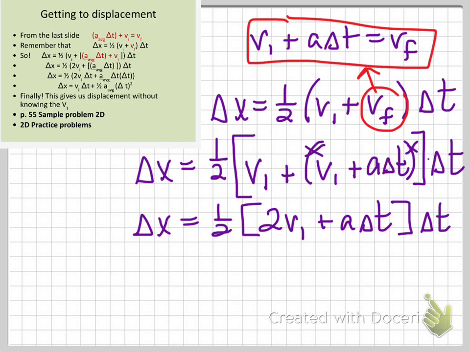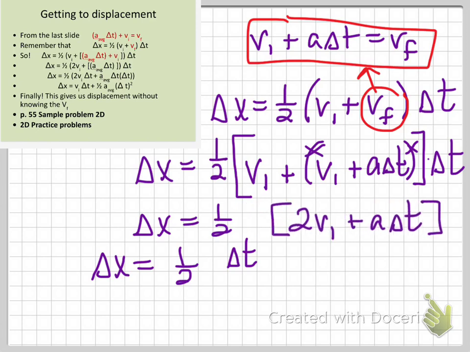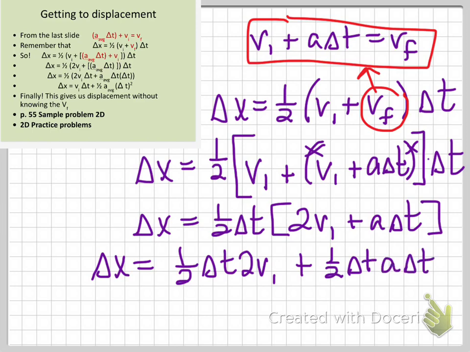This is the easy part. So delta X equals, well, 1/2, and I'm going to do one thing here which simplifies things somewhat, I think. Let's move this here. Let's move that there. I'm going to put all the things that we're distributing at the front of the bracket because I think that makes a little more logical sense. So we have 1/2 times delta T times 2 VI plus 1/2 delta T times A delta T.